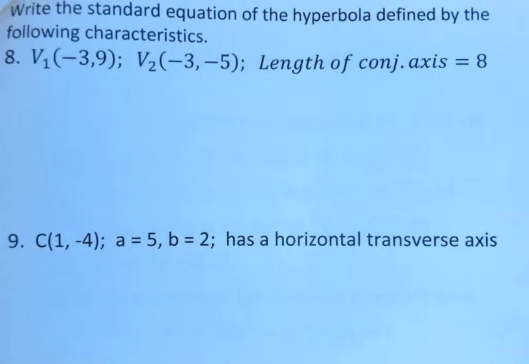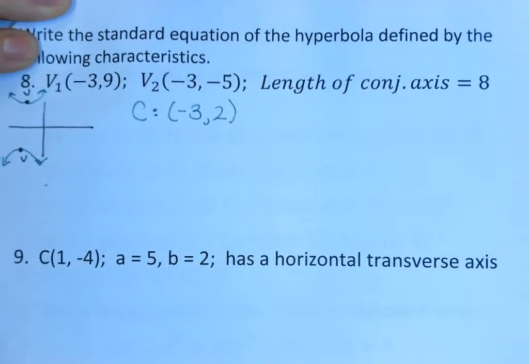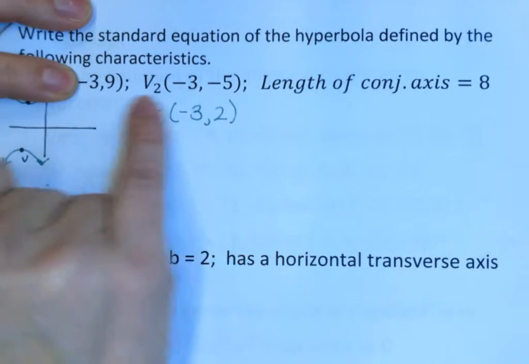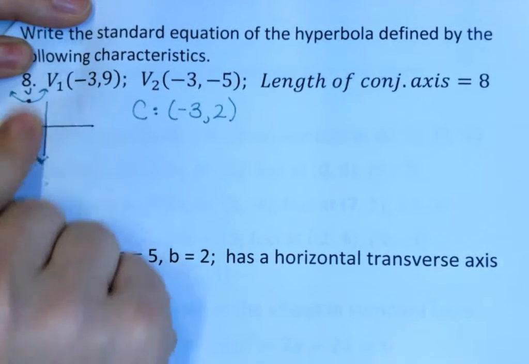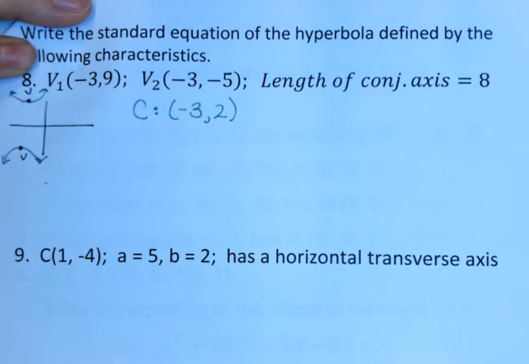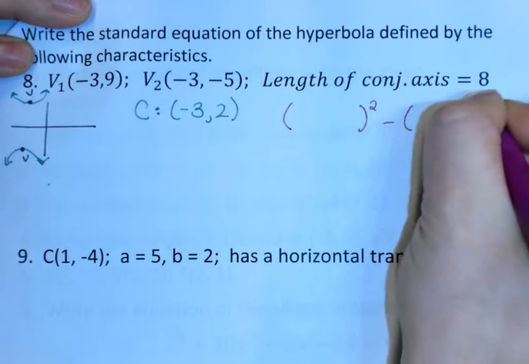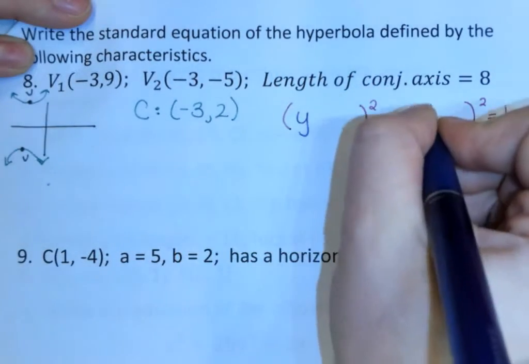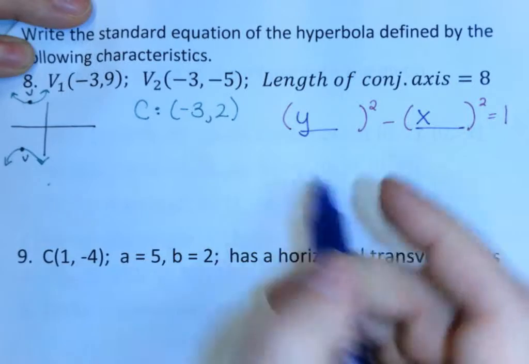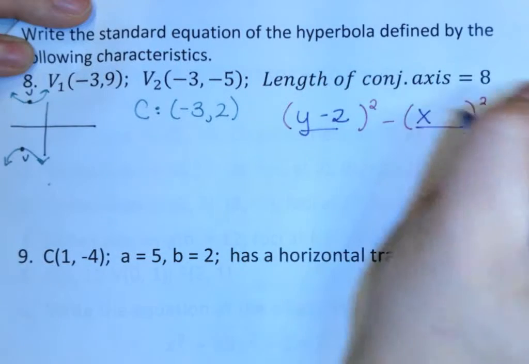-3, 2. How'd you find that? Midpoint. Midpoint of my two vertices gives me my center. So my center is at -3, 2. And actually for this, you see how my x stays the same and the y is what changes? It's the y is the direction that we're opening in. So can you tell me what variable is going to go first? Y. Y goes first because that is the direction that it opens. So I'll have y. That'll be x. So what number is going to go next to the y? -2. Next to the x?